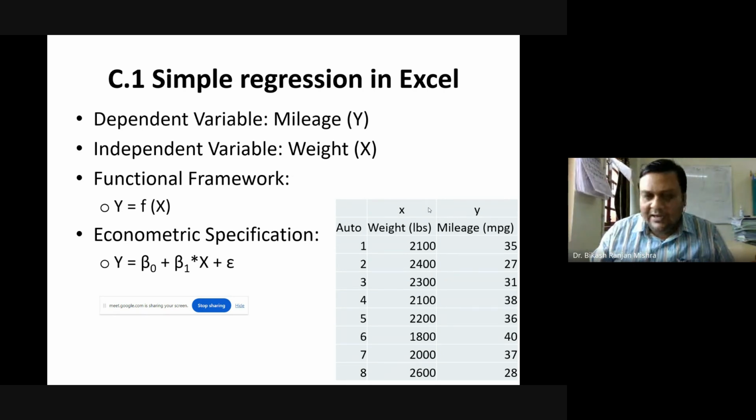So keeping that thing simple, I have mentioned that suppose we consider mileage is a function of weight, and accordingly the econometric specification will be y is equal to beta 0 plus beta 1 times x plus the epsilon term. Epsilon term is here, suppose, the error term.